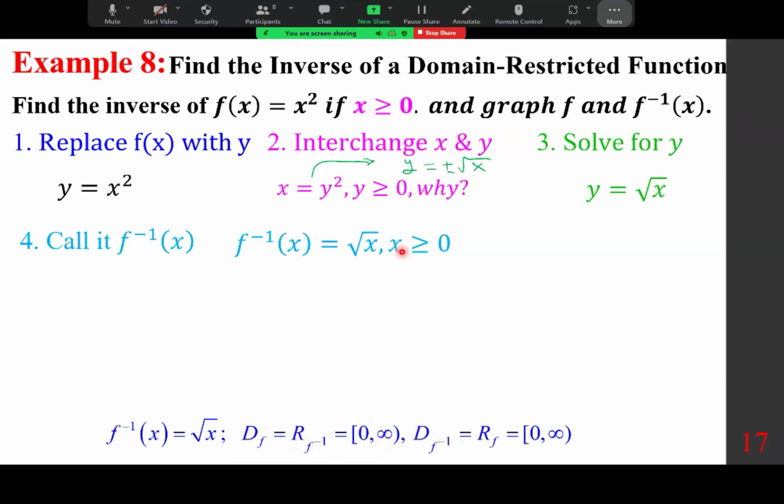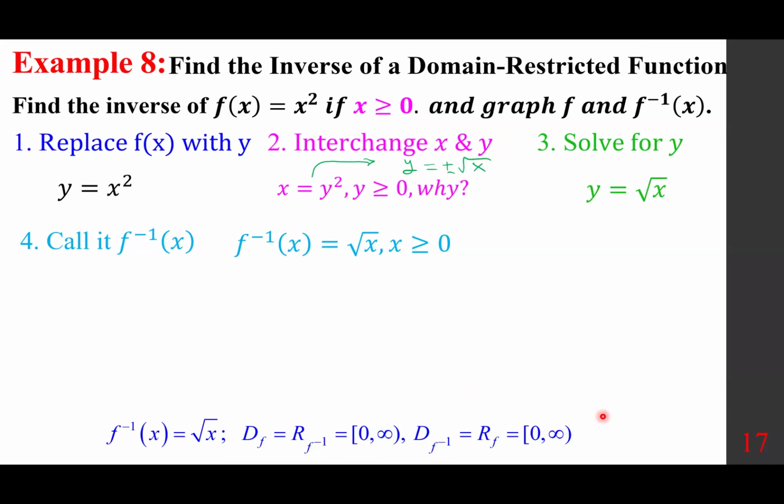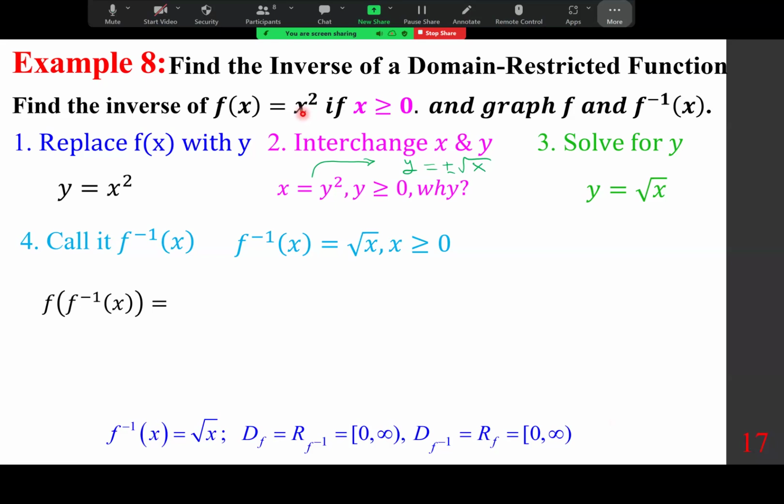Domain of f inverse, we said x must be larger than or equal to 0. That's the range of f, 0 to infinity. It so happened both of them are 0 to infinity. Okay, that is not always the case. So f of f inverse, we are going to replace the x here with square root of x, and when you square it, you get x.